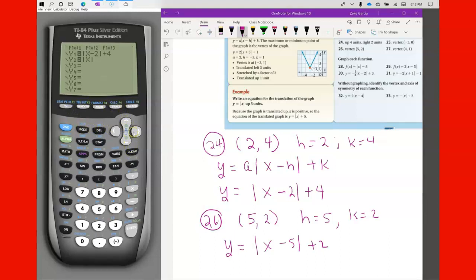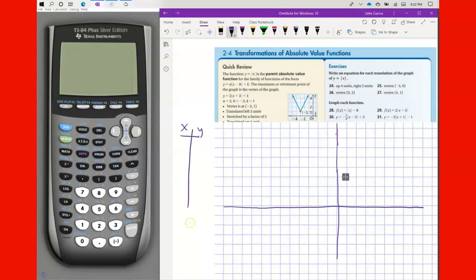So I'm going to write here x minus 5, and then we have plus 2. So I'm going to graph it. And there's our graph, there's our vertex. It goes 5 units to the right and then 2 units up. On your own graph paper, you're going to go ahead and do 28 and 30.